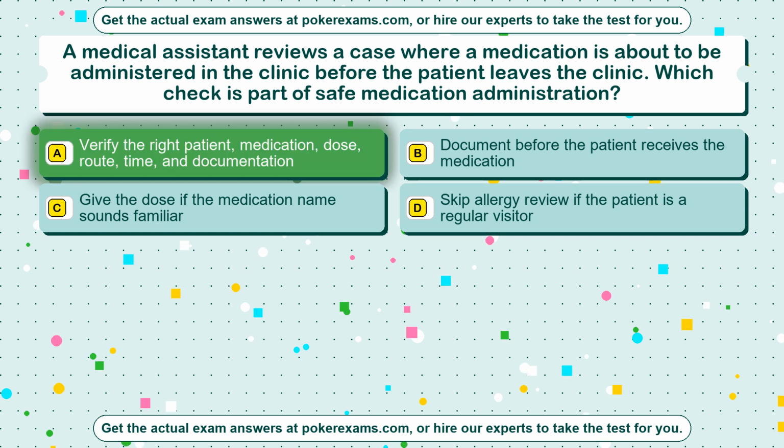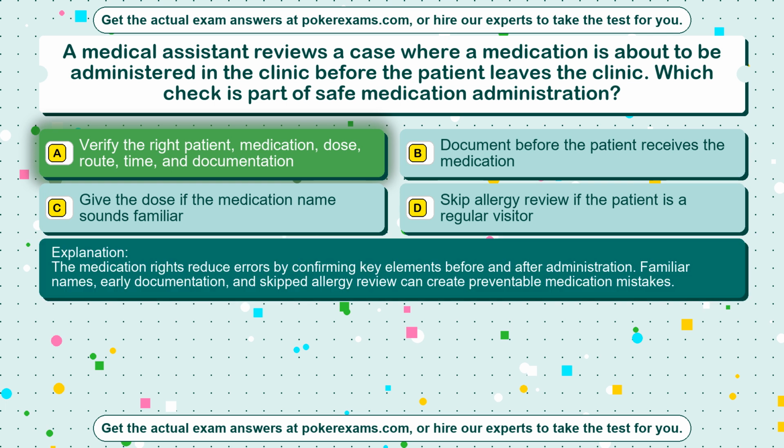The correct answer is option A. Verify the right patient, medication, dose, route, time, and documentation. The medication rights reduce errors by confirming key elements before and after administration. Familiar names, early documentation, and skipped allergy review can create preventable medication mistakes.